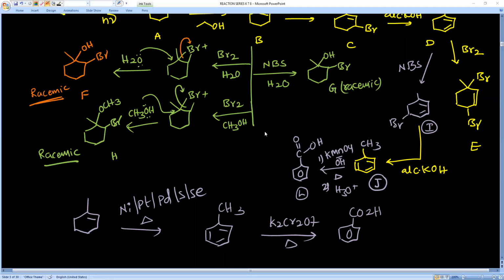Okay, what is the actual question? From compound B we need toluene, for this we need reagent K. What is K? K is nickel, platinum, palladium or sulfur. Okay, this is compound K.